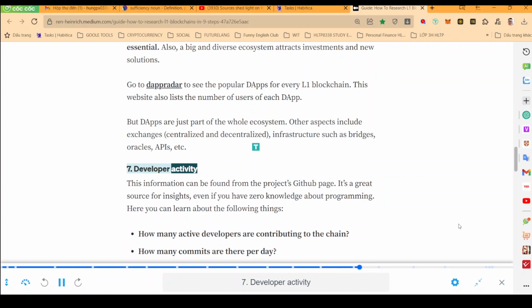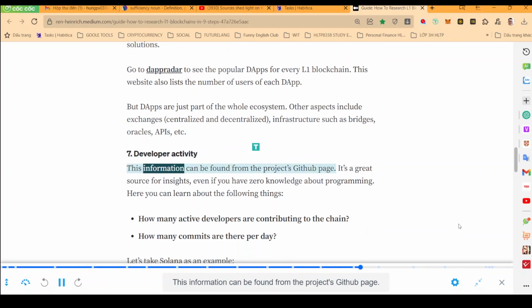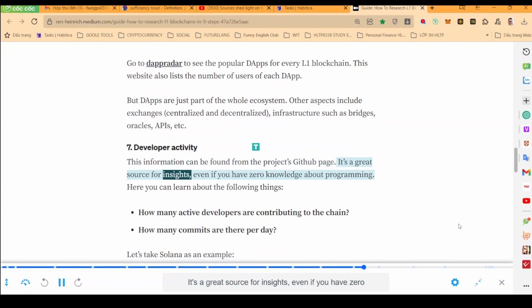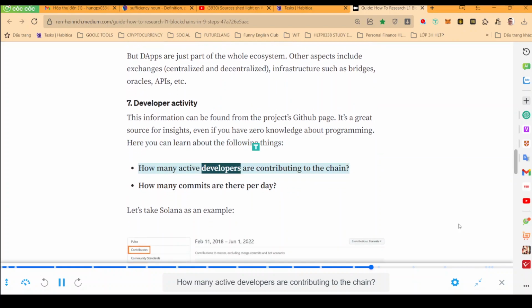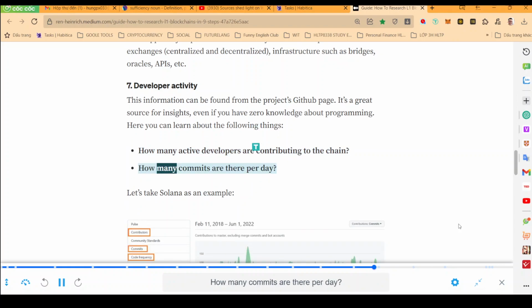7. Developer activity. This information can be found on the project's GitHub page. It's a great source for insights even if you have zero knowledge about programming. Here you can learn about the following things. How many active developers are contributing to the chain? How many commits are there per day?